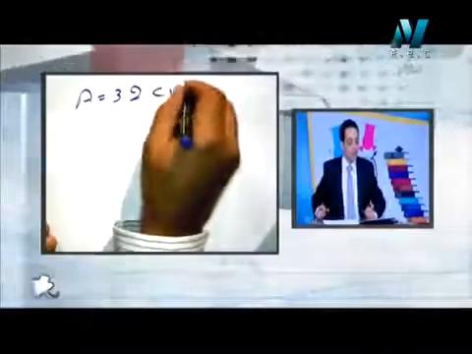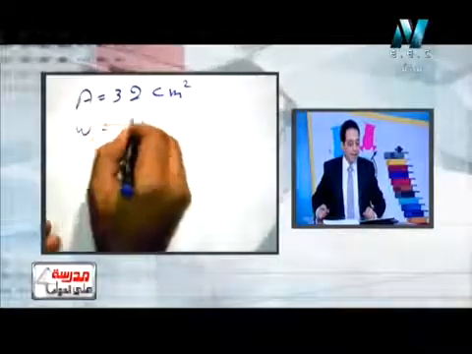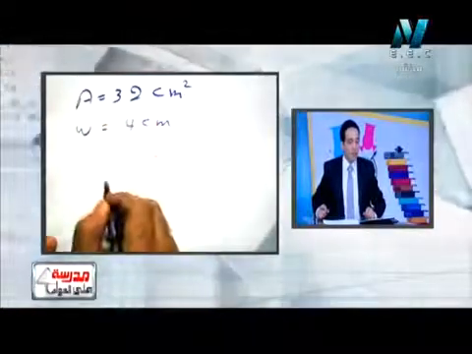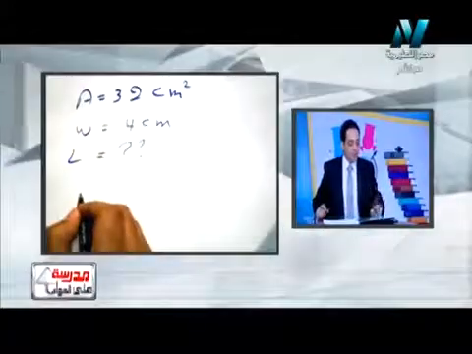Can we have more difficult ideas like this one? It says the area of a rectangle is 32 centimeters square. If its width is 4 centimeters, calculate its length. And we have other requirements actually.